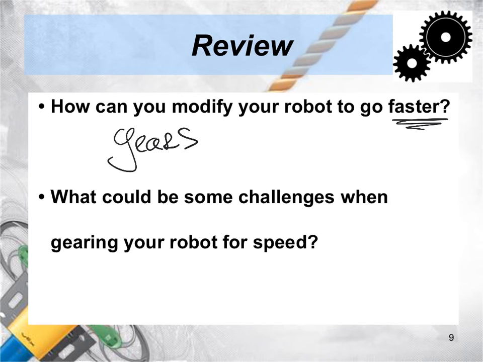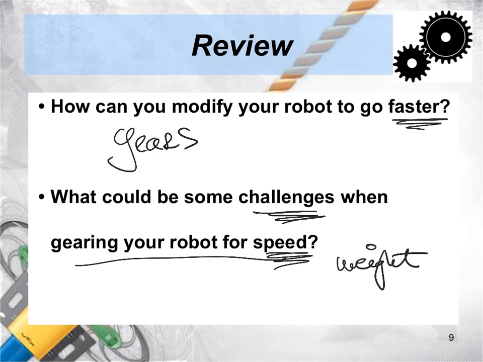However, it's important to understand that there will be some challenges when you try to gear your robot for speed. Can you think about what some of those challenges might be? One of the big challenges that you might face is weight. If your robot is too heavy, even though you have this really fast gear ratio, when you put your robot on the ground, it might be too heavy. The other issue that you might have is what's called friction. That robot gets on the ground, but the friction from the floor and the tires slow your robot down so it can't go really fast.